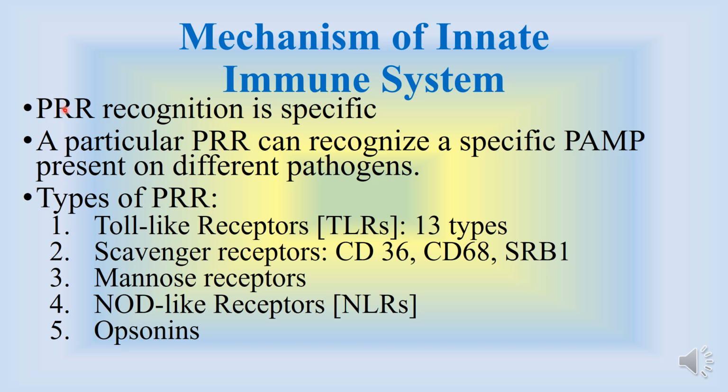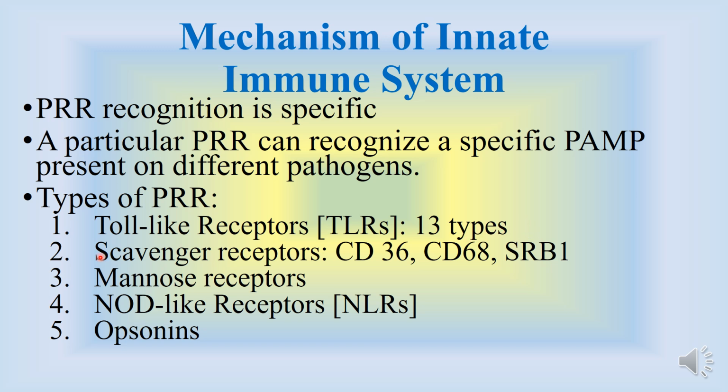The PRR recognition is specific. A particular PRR can recognize a specific PAMP present in different pathogens. So, PRRs are of various types. Let us take a look at the 5 types. The toll-like receptors, these are 13 in all. These are transmembrane receptors and they recognize pathogens. They enhance phagocytosis and they further lead to inflammation at the site of infection.